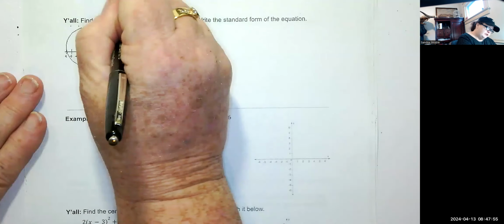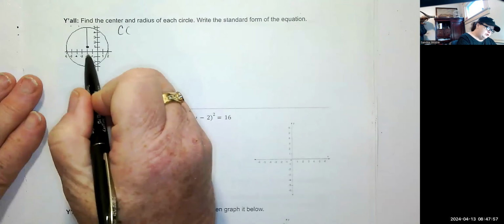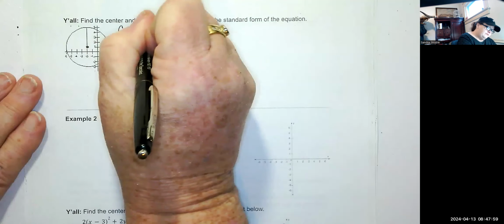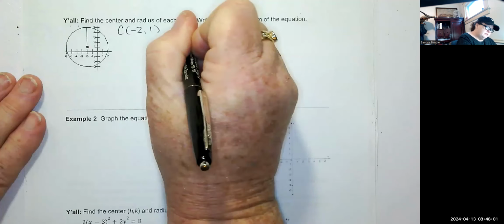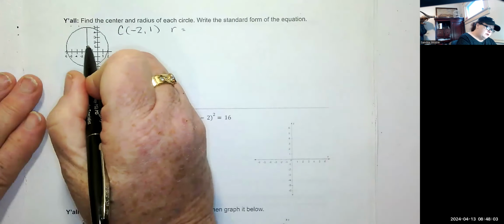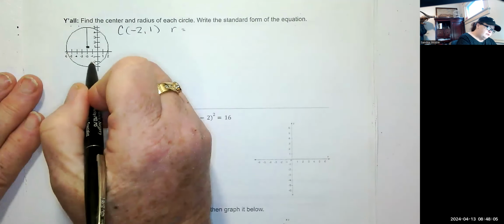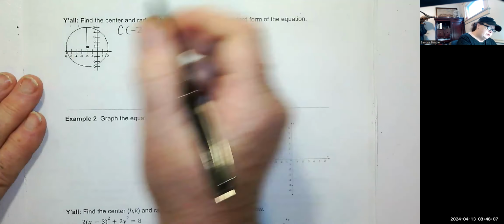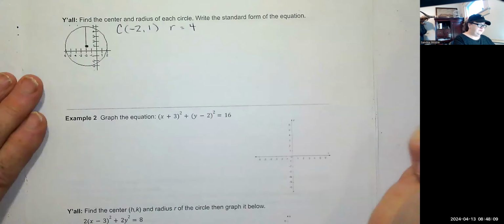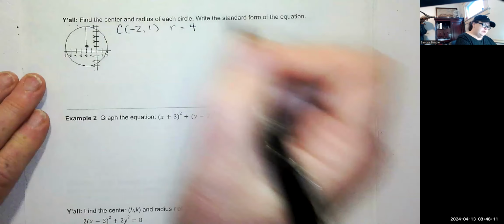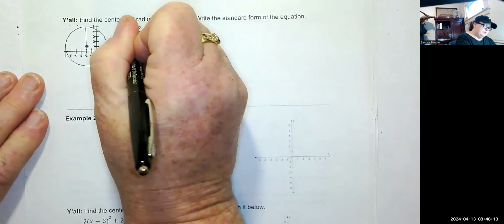All right, let's find the center and radius of each circle. Let's do that first. The center is at -2, 1. The radius is the distance from the center to any point on the circle. So 1, 2, 3, 4. The center is also h, k. Please keep that in mind as well.